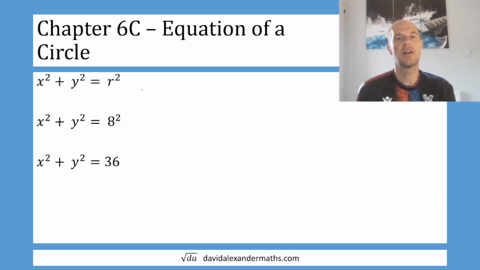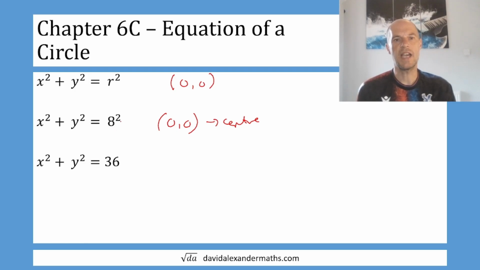Now, if it's x squared plus y squared, then we know straight away that the centre of the circle is 0, 0. That's really important. We'll see some examples in a minute when the centre of the circle is not 0, 0. But if it's x squared plus y squared, then the centre of the circle is 0, 0. So if we have the equation of a circle as x squared plus y squared equals 8 squared, then we know straight away that the centre is 0, 0.